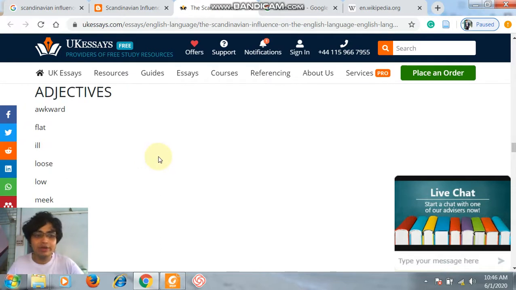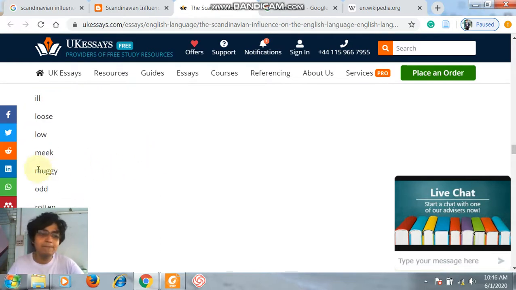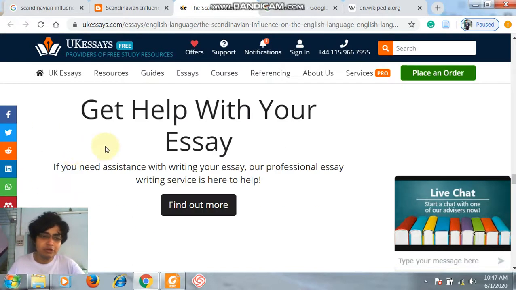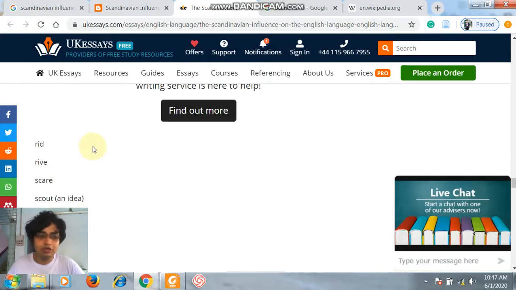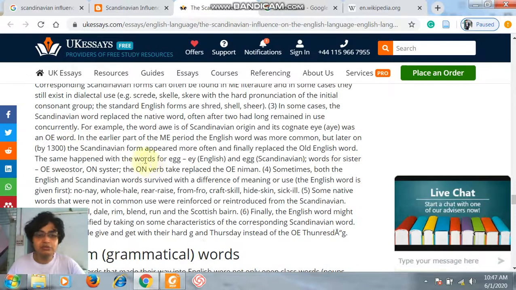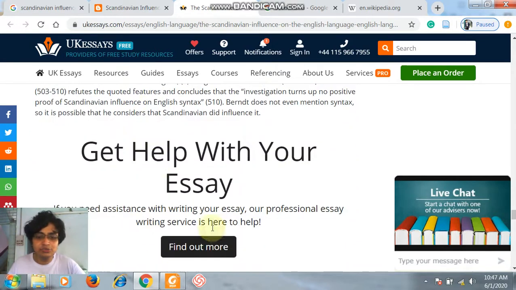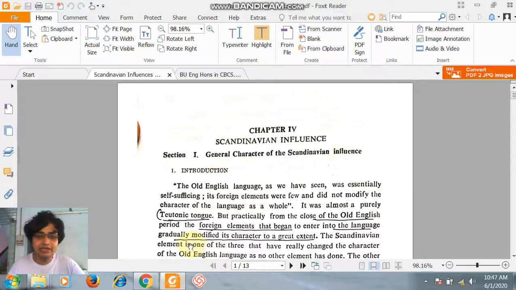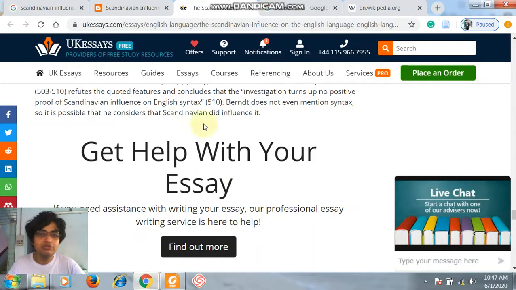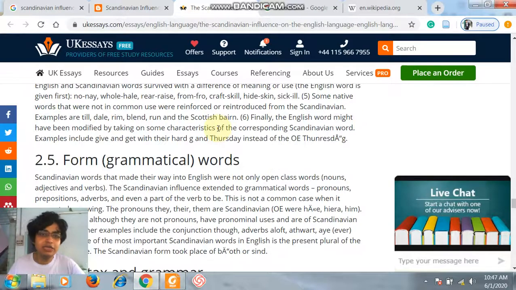Adjectives like awkward, flat, ill, loose, low, meek, muggy, scant. Verbs like bait, bask, batten, call, cast, cow. Cow is of course a noun. Scare, thrust. So these words have been borrowed from the Scandinavian language, and as Otto Jespersen said, the Englishman cannot even thrive, be ill or die without the Scandinavian word. So they are part and parcel of the English vocabulary.